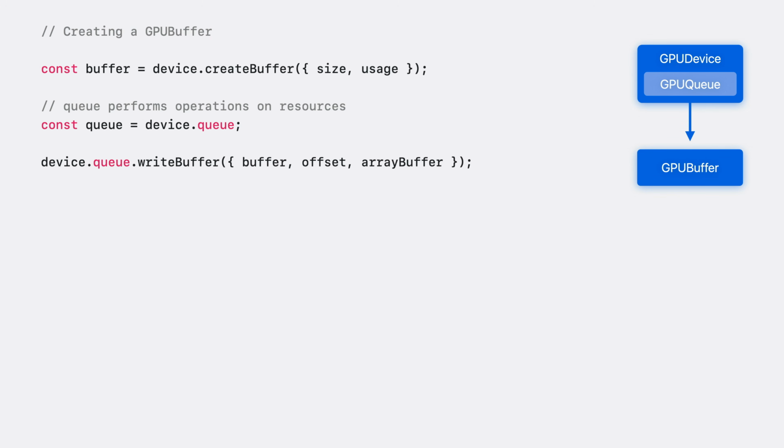A buffer is created by calling createBuffer on the device, passing the buffer size and a usage mode. The usage mode allows WebGPU to avoid data races without additional API complexities. Device has a property called queue, which is used for performing operations on buffers and textures. Once the buffer is created, populate its contents by calling writeBuffer, passing the buffer, an offset, and a JavaScript array buffer.